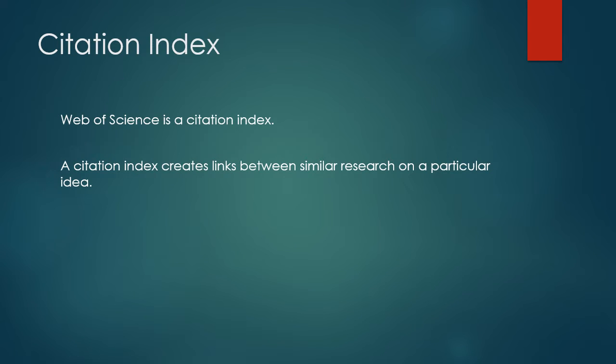It can be used to find who cited a particular article. It works by creating links between similar research on a particular idea. It helps you follow the research forward and backward. It can help you address questions like, what did the authors use as context and background research for their study? What is the history of an idea or line of research? Who cited the original author? How did those authors use our original author's research? And what influence did that article have?